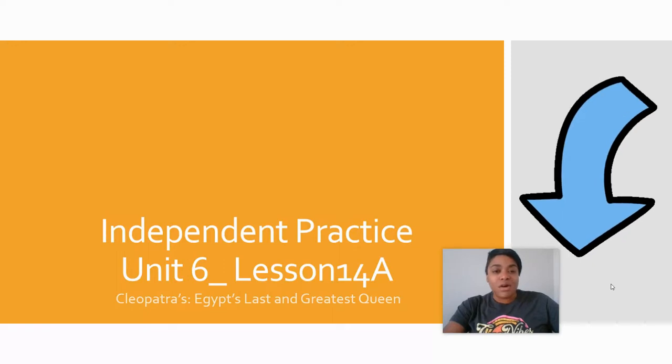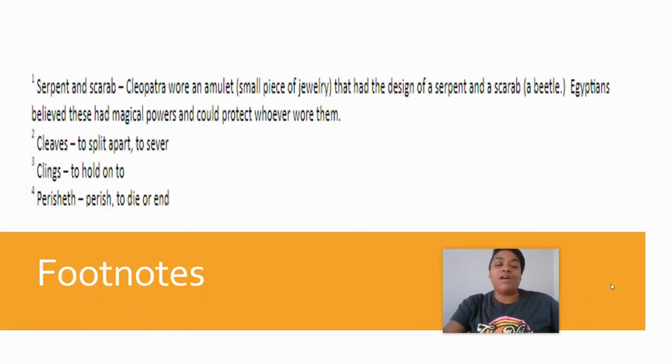Before we begin, if you notice on the poem, there were some words at the bottom of the page. Those words are the footnotes. We are going to review the footnotes before we actually start our poem. Number 1 is serpent and scarab. Cleopatra wore a small piece of jewelry that had a design of a serpent and a scarab, which is a beetle. And Egyptians believed that it had magical powers and it could protect whoever wore them.